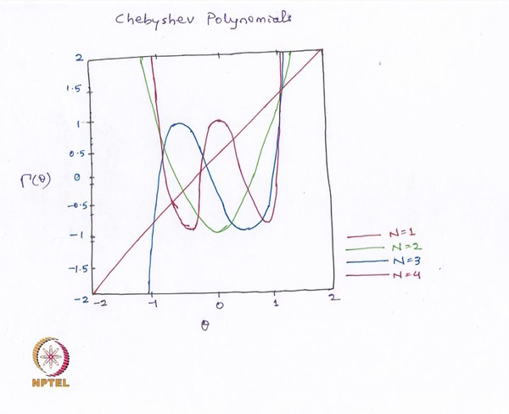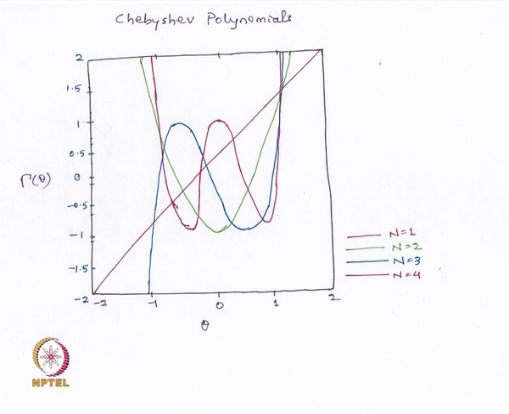If we can for a moment again go back to our monitor slides, what you see is that for theta, these are the Chebyshev polynomials once again. For theta between minus 1 and plus 1, the values of the Chebyshev polynomial represented by this gamma is also confined to this range, that is minus 1 to plus 1.